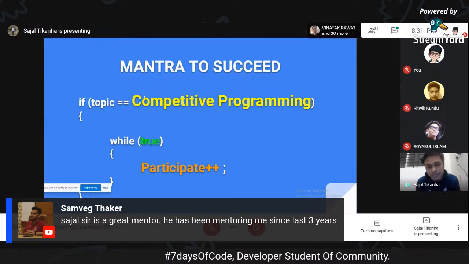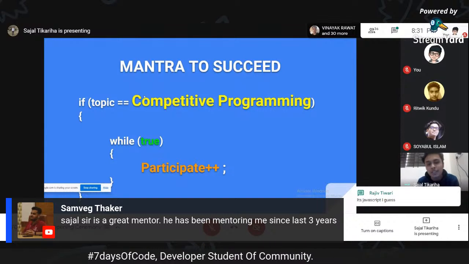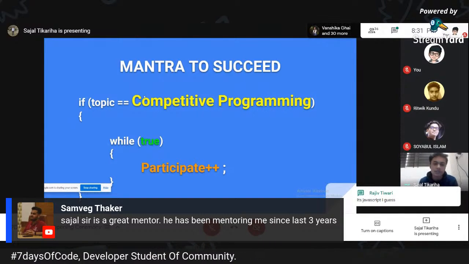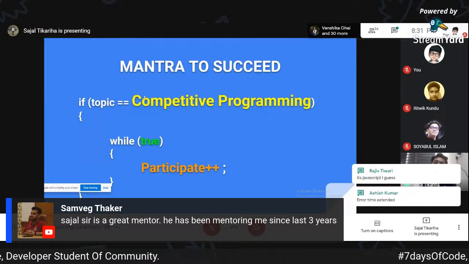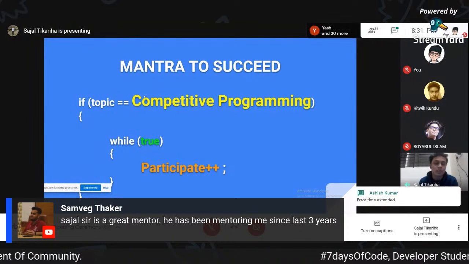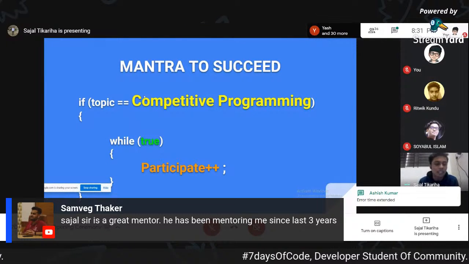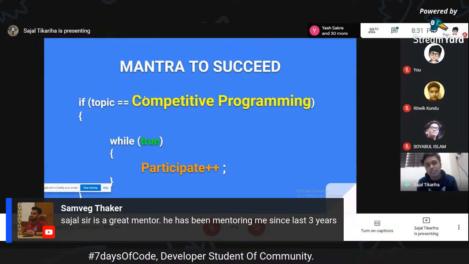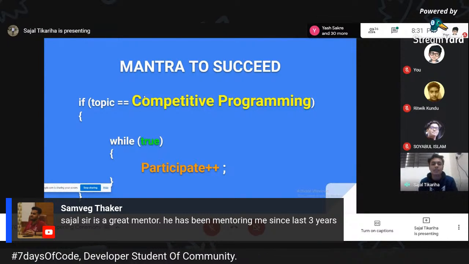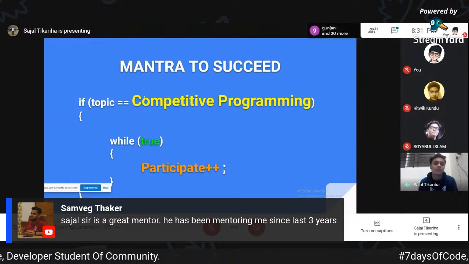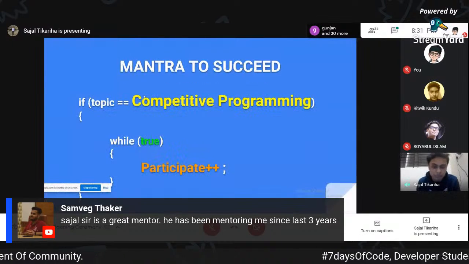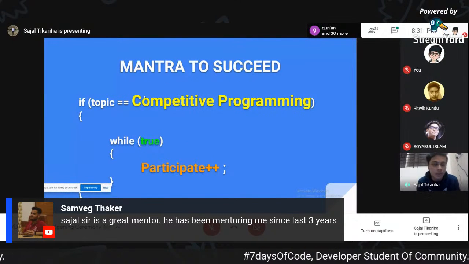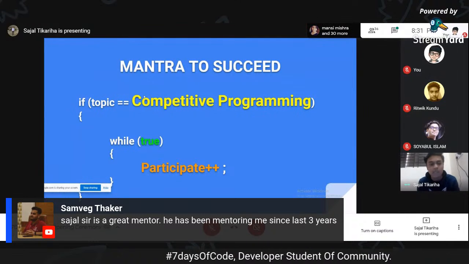While true, you might know, is a loop for an infinite loop. So go on an infinite loop and keep participating. That would be your mantra to succeed. It might take months, it might take 6 months, it might take even years for you to get to a state where you feel like you have got good in competitive programming, but keep participating.